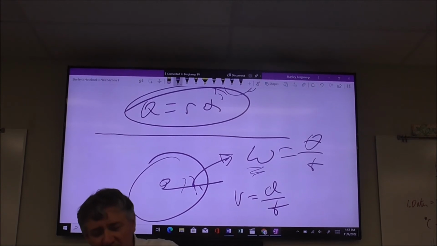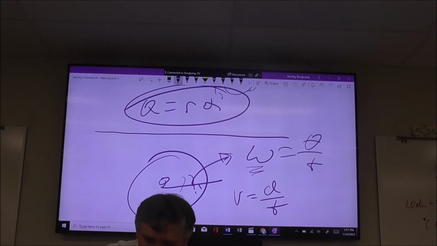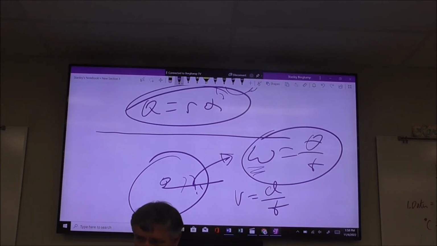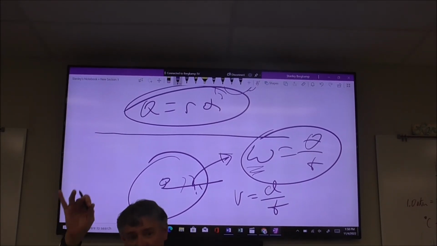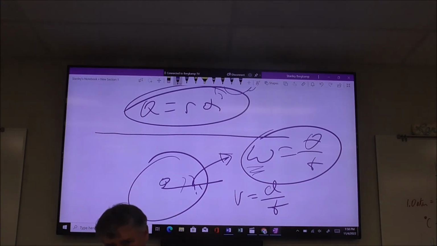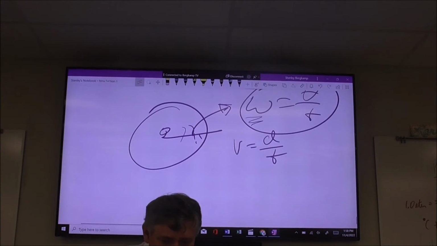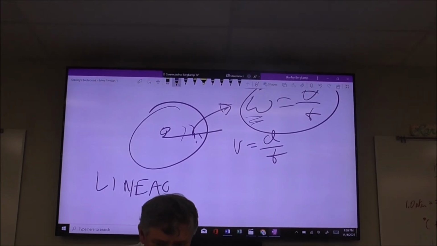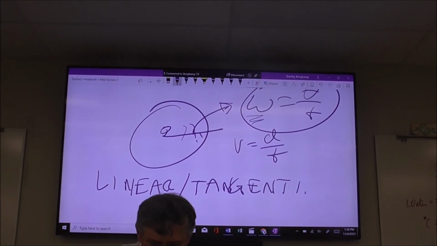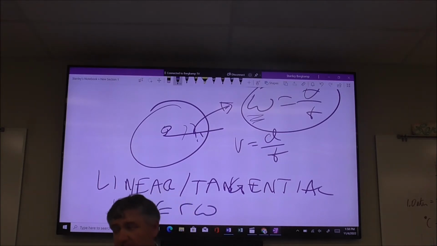Okay, so here's what I want you to see: this calculation here is not dependent upon radius. So angular velocity, when I talk about angular velocity, I'm talking about radians per second, not dependent upon where you are on the wheel. Now, if you talk about linear, and sometimes you'll see it called tangential velocity, then that's when you're talking about v equals r omega.